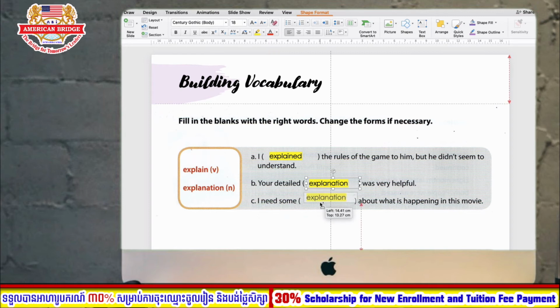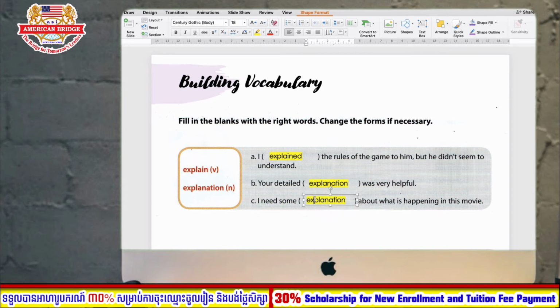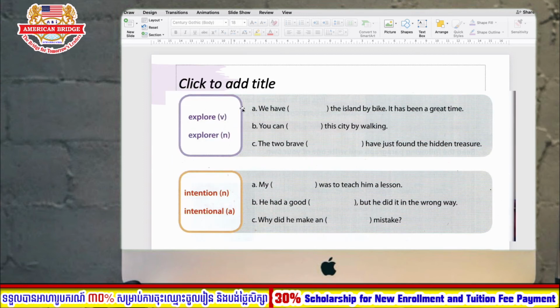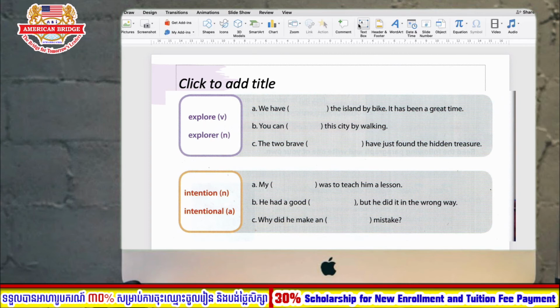Good. The last one, we still use the word explain or explanation. I need some, yes, some explanation, because some is the determiner which talks about the quantity. So here, some explanation, we talk about the quantity of the explanation about what is happening in the movie, right? Let's move on to another pair of words, the words explore and explorer, again verb and noun. So explorer refers to people who explore. All right, let's put it into practice.